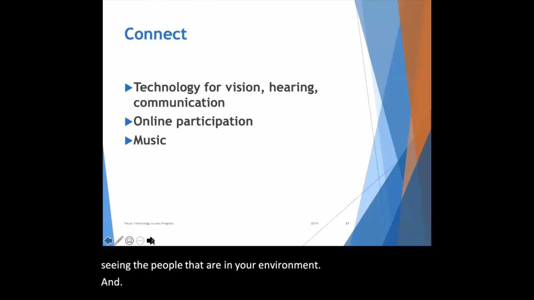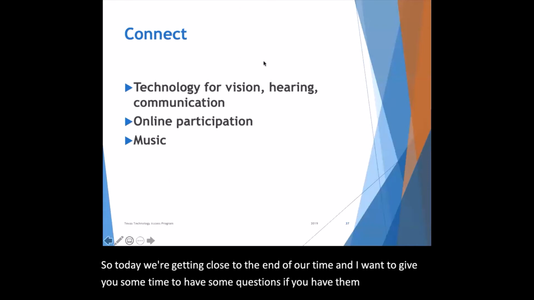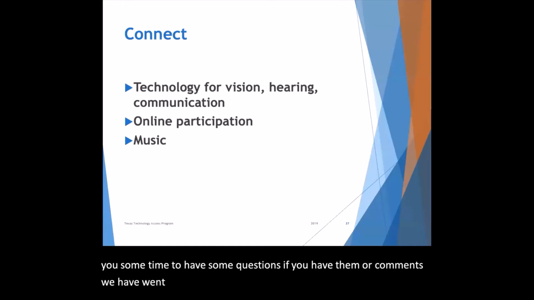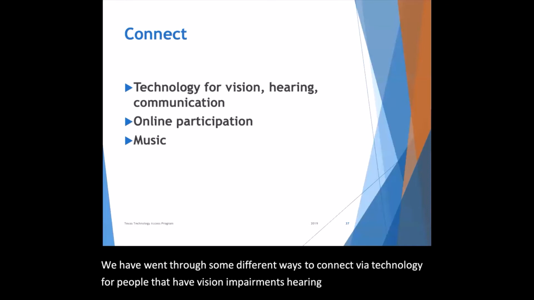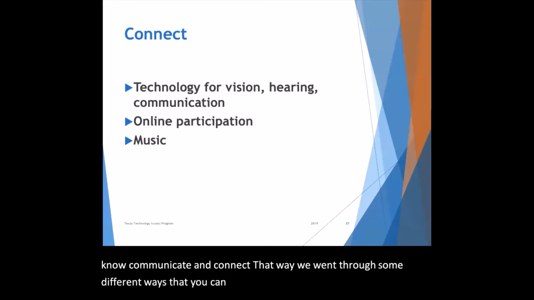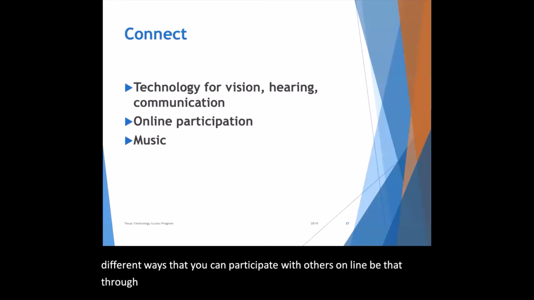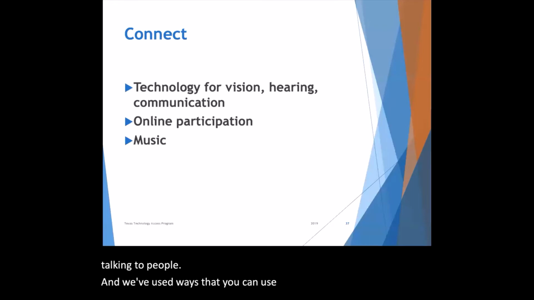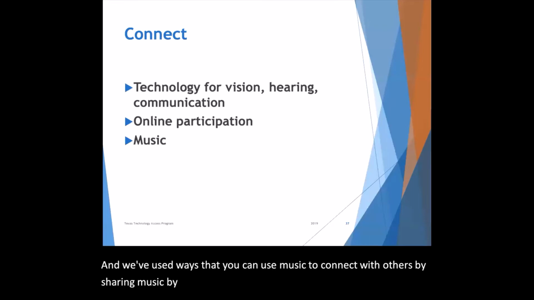So today we're getting close to the end of our time, and I want to give you some time to have some questions if you have them or comments. We have gone through some different ways to connect via technology for people that have vision impairments, hearing impairments, and we definitely have technology to communicate and connect that way. We went through some different ways that you can participate with others online, be that through apps and video calling, as well as classes, reaching out and talking to people. And we've covered ways that you can use music to connect with others by sharing music, by playing music, by singing with them, by simply listening to music and feeling more connected to others.